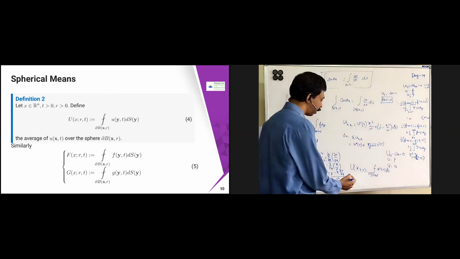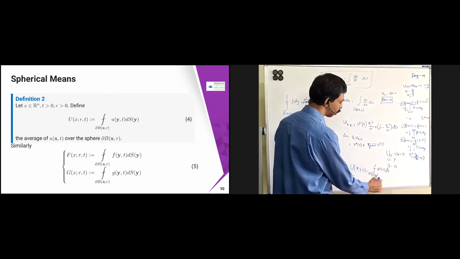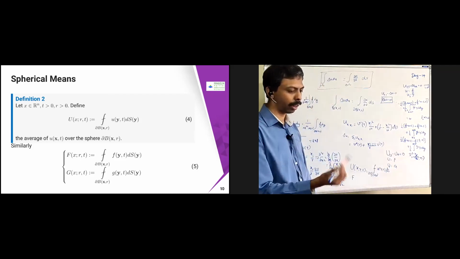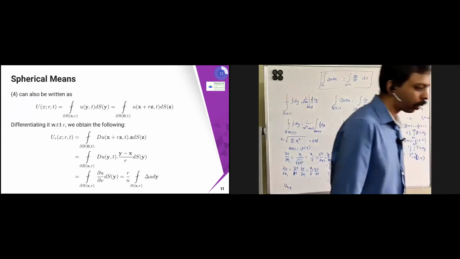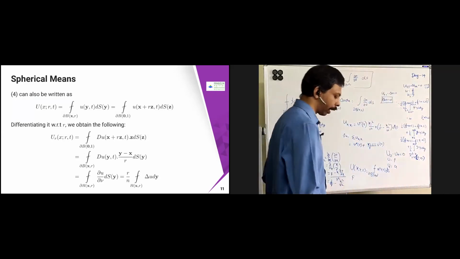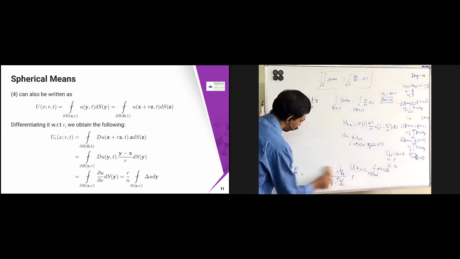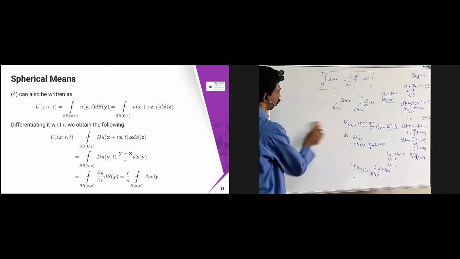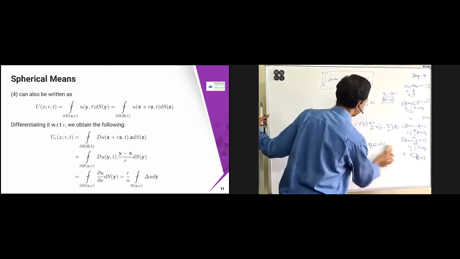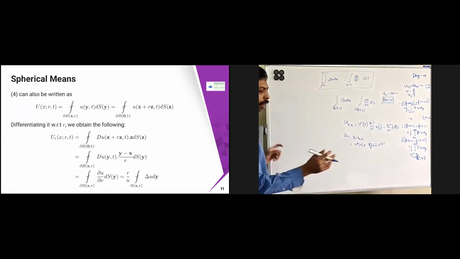In the same way, you can define F: wherever I have u, I just replace it with f, and wherever I have g, I replace it with g. Okay, this is the definition. Now, I'll just erase the rest. Remember all these things. Now what we are trying to do is find what this U is.